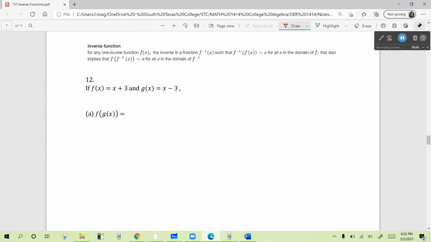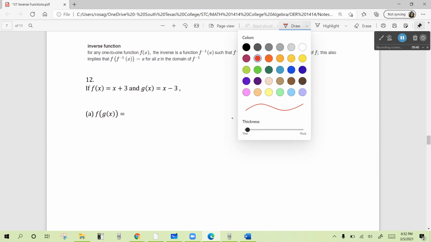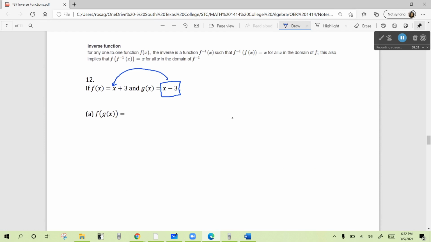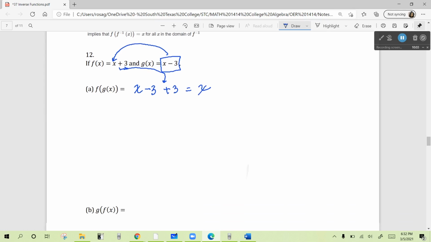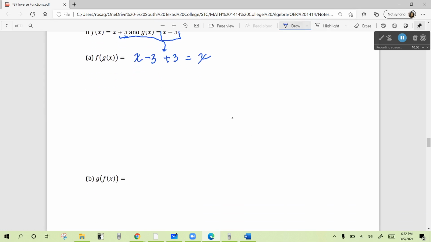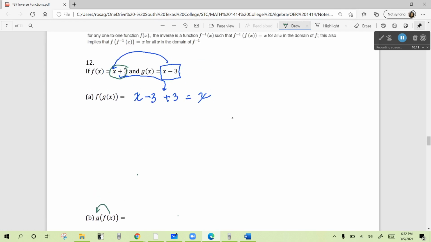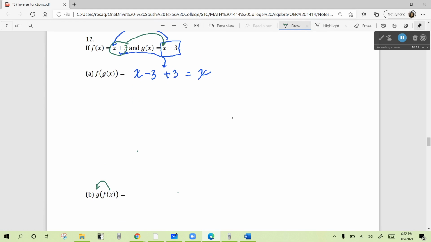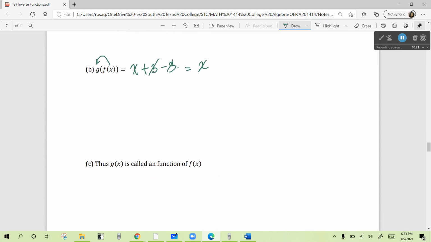To determine if two functions are inverses, we can use composition, and that's what they're asking you to do here. Put the g inside the f. So if I do that, it'll be x minus 3, and then plus 3. That gives me x. And then the other one, the f goes inside the g. So this goes inside here, x plus 3 minus 3. If you get x's both times, they are inverses of each other.